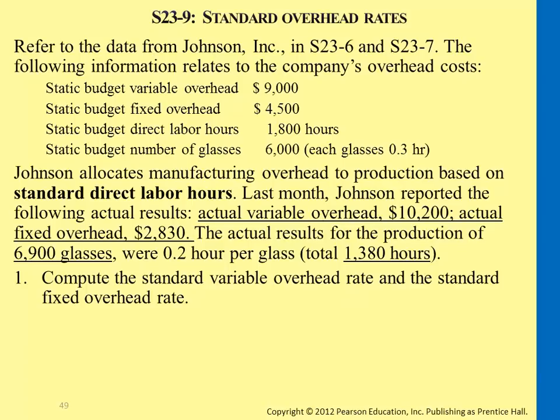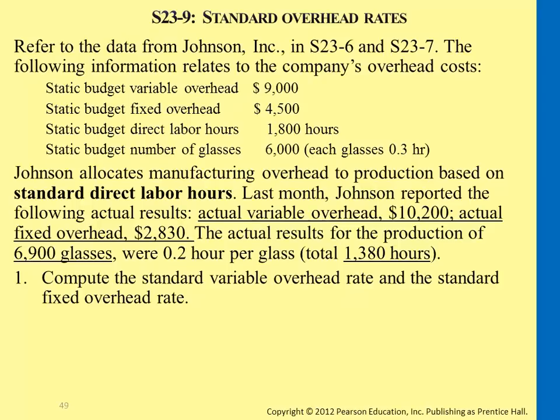Okay, so before calculating variances, we will first need to know these two. We need to know what the variable overhead rate is and what the fixed overhead rate is, so we have a base to compare against. Right, so the budgeted variable overhead total cost is how much? The static budget variable overhead cost was 9,000. We budgeted this. And then the basis, direct labor hours, we expect to have 1,800 hours, right?